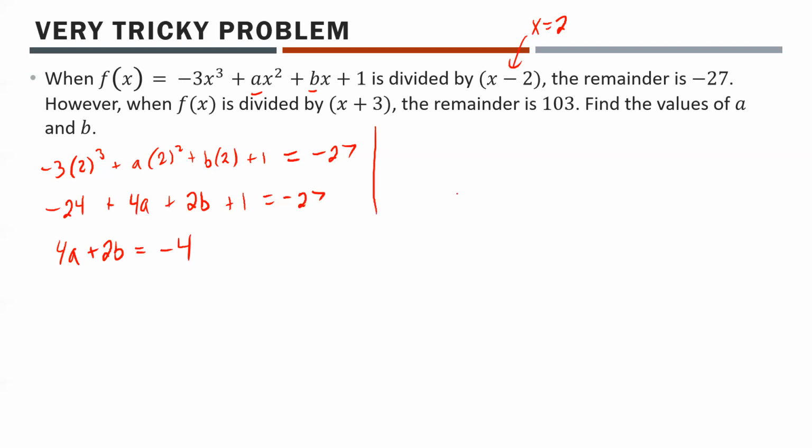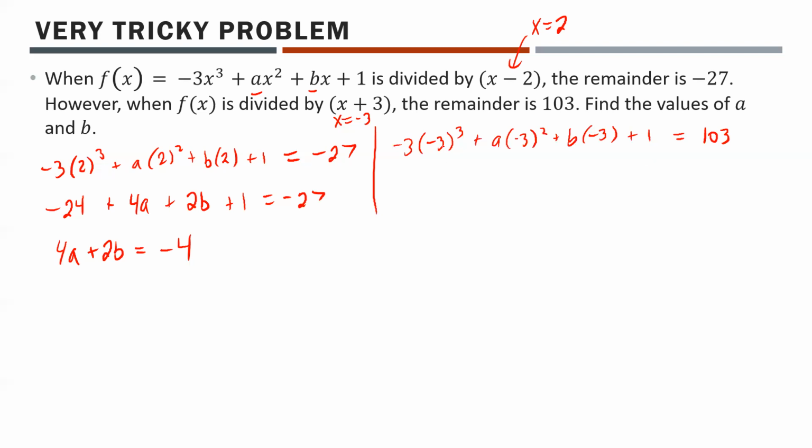So now I'm going to jump over to the other one where we have a division by x plus 3. What I'm going to test in remainder theorem is x equals negative 3 this time around. So if I plug negative 3 into here, let's see what we get. So we've got negative 3 times negative 3 to the power of 3 plus a times negative 3 squared plus b times negative 3 plus 1 will equal our remainder, which this time is 103.